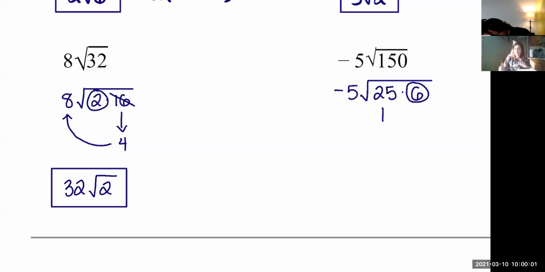The 25, however, when you take the square root of 25, you get 5, which removes the 25. What's it going to do with the number out in front? Mix with it through multiplication. So 5 times -5 is going to give me a -25. And what is my radicand that's left over? 6.